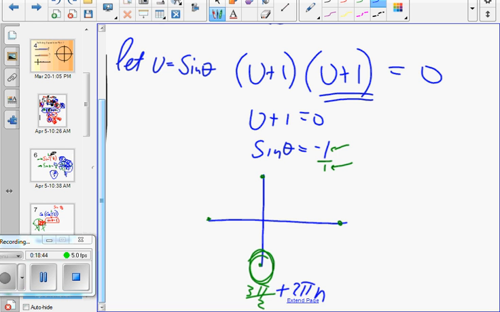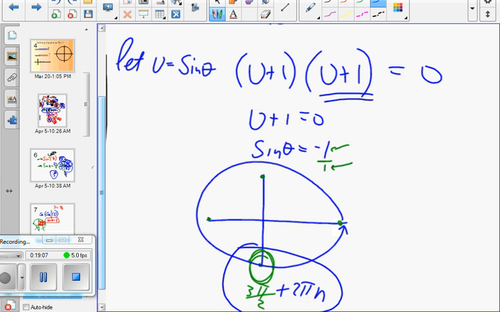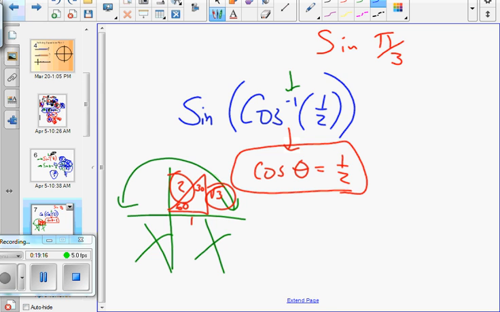If the problem says find all the solutions between 0 and 2 pi, would there have been any others? In this case, are there any other answers that are in this zone right here? No, there wasn't any other answers in that zone. So this would have been the only answer between 0 and 2 pi. But if they said find all the answers, you'd have to remember to add the plus 2 pi n at the end. Okay. So that's a typical question. And here's an even more complicated one.